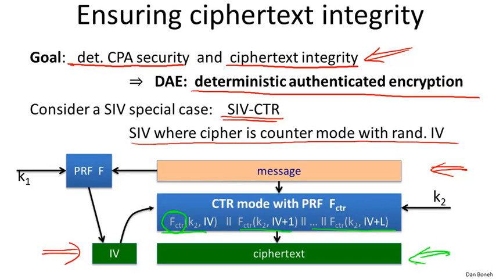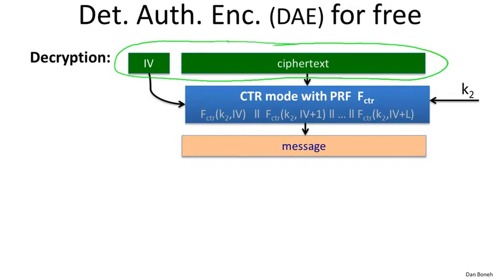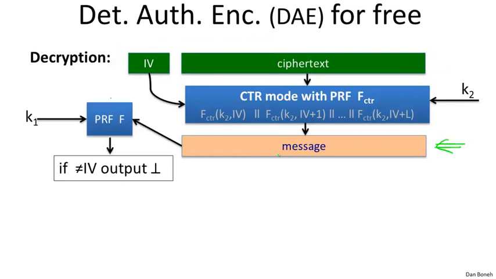Now let's see how decryption is going to work. During decryption we're going to add one more check, and that's going to provide ciphertext integrity. Here we have our input ciphertext, so it contains the IV and the ciphertext. The first thing we do is decrypt the ciphertext using the given IV, and that gives us a candidate plaintext. Now we reapply the PRF F from the definition of SIV to this message. If the message is valid, we should get the same IV that the adversary supplied as part of the ciphertext. If we get a different IV, then we know that this message is not valid, and we simply reject the ciphertext.